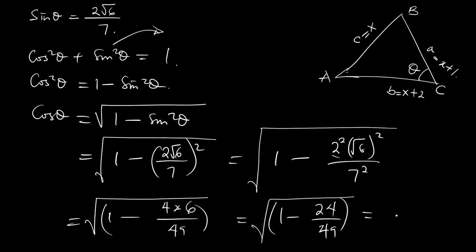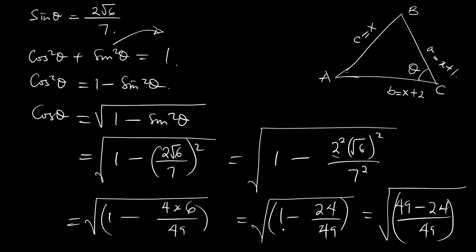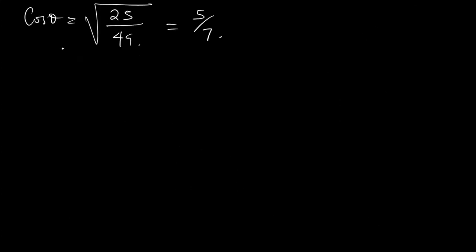So this will give us the square root of 49 minus 24 divided by 49. 49 minus 24 gives us 25, so cos theta is the square root of 25 over 49, which gives us 5 over 7. So we have gotten 5 over 7.